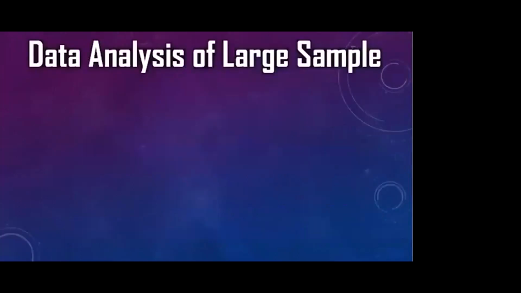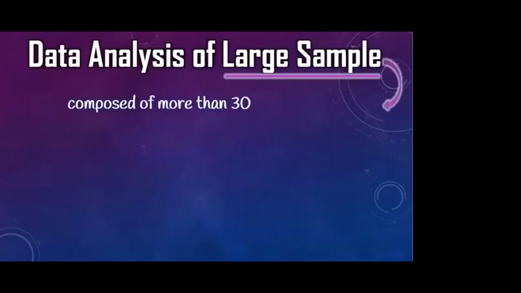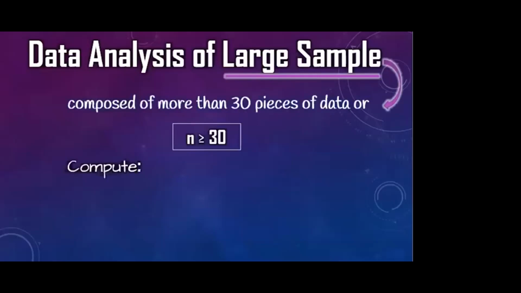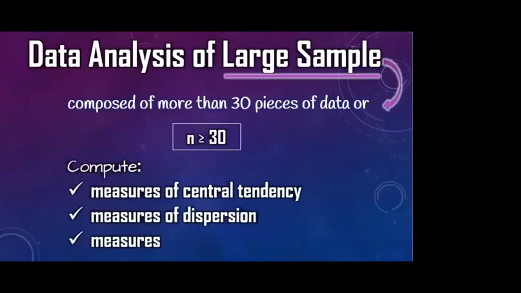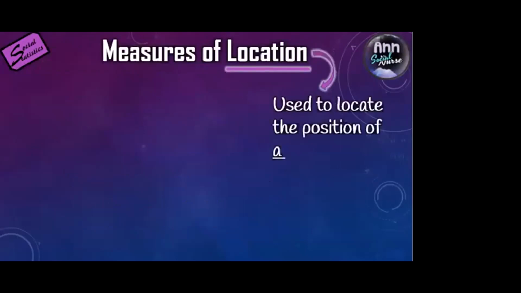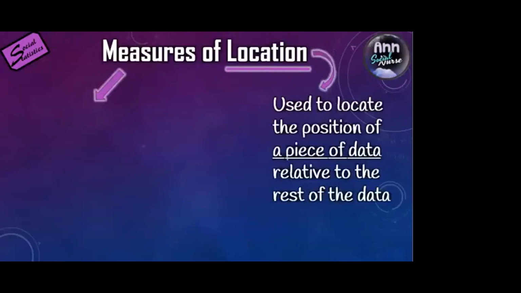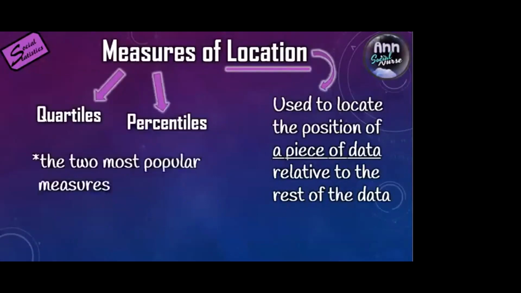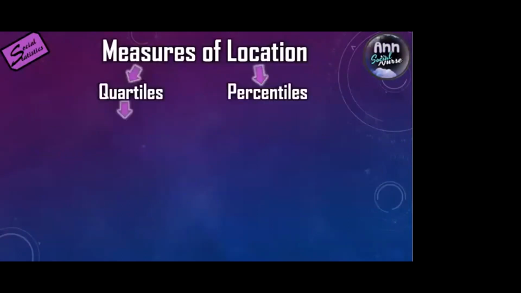This time, this is about data analysis of a large sample, where before we were done with the small samples. A large sample is one composed of more than 30 pieces of data. So compute the three measures: central tendency, dispersion, and location. Now, the measures of location are used to locate the position of a piece of data relative to the rest of the data. There are two measures of location, quartiles and percentiles. These are considered to be the two most popular measures of location.